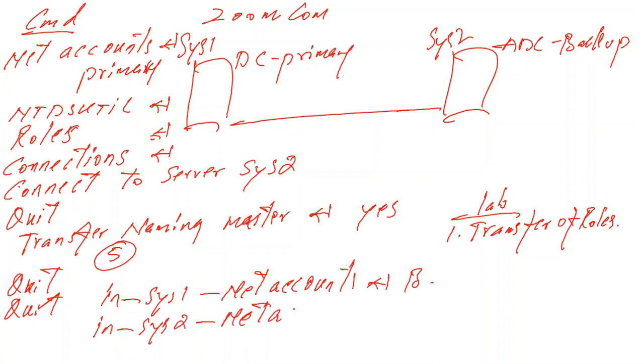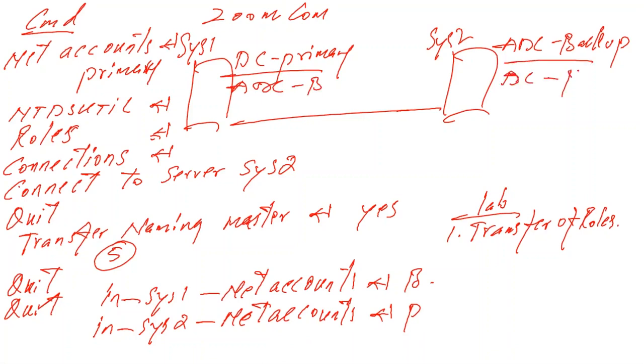Now tell me, in system 2, what will it display now? It will show you primary, P for primary. B for backup. So once your roles are transferred, system 2 is acting as the ADC, the backup server, and system 1 is acting as the DC, that is your primary server. So the transfer of roles has been done successfully here.